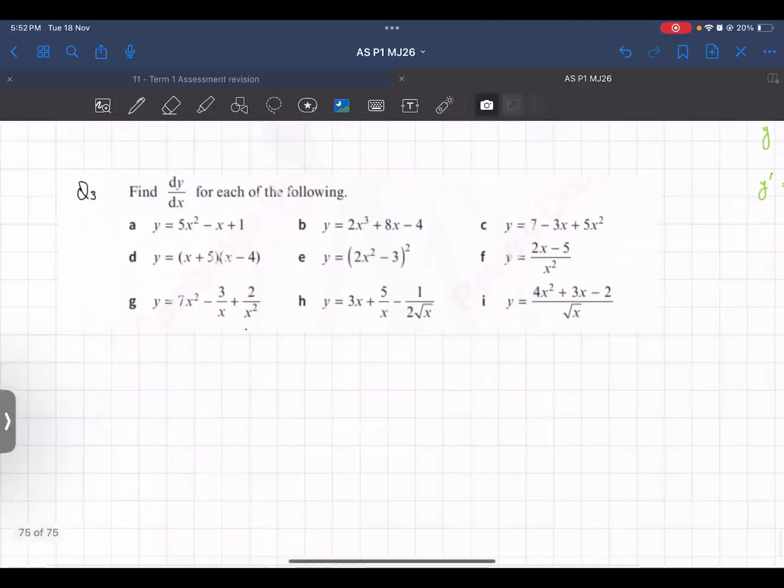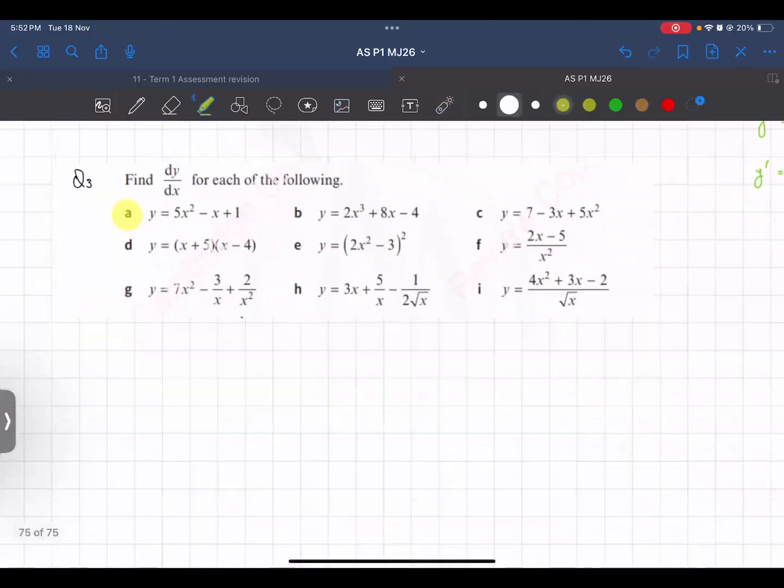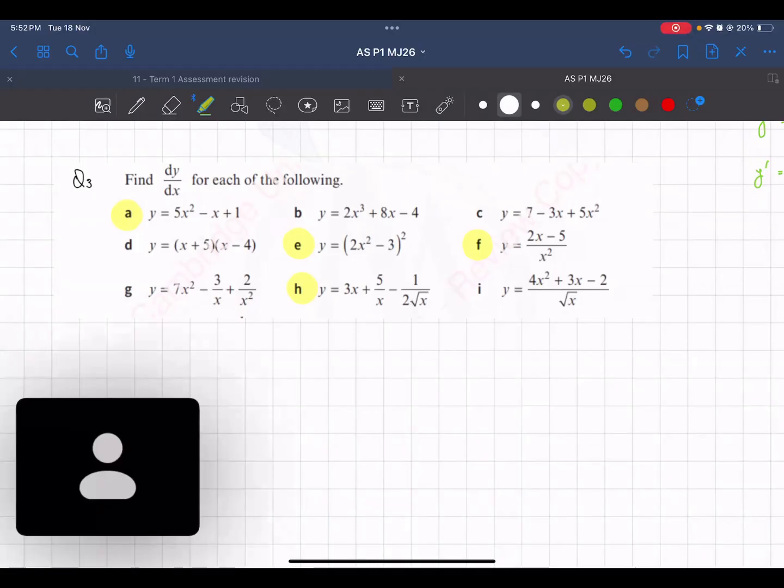Okay. For this example, you people can do this one, this one, this one. I'm pausing the recording. Try the yellow ones, and then we'll discuss.